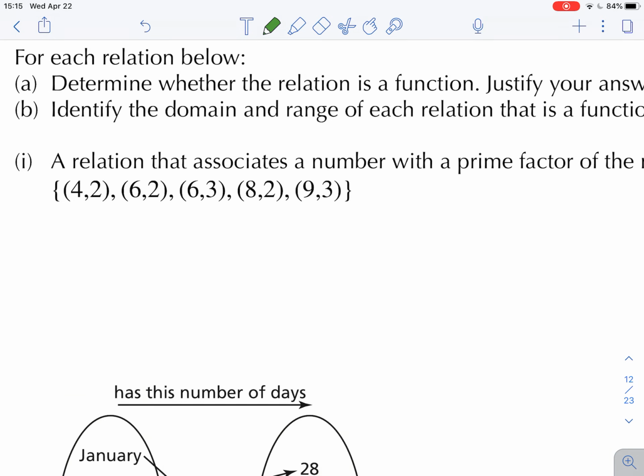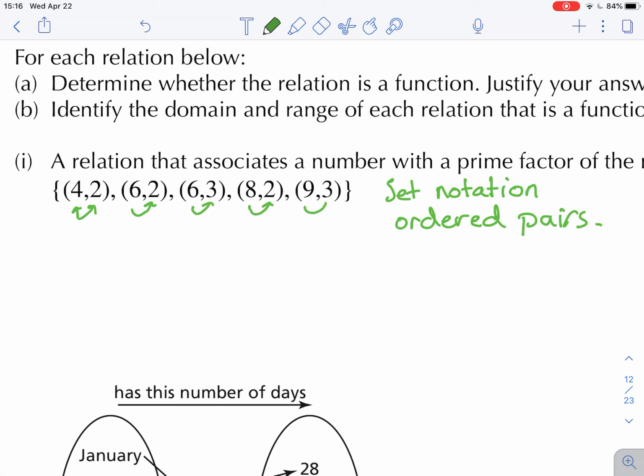Right. Letter I. A relation that associates a number with a prime factor of that number. This relation is in set notation, notation of ordered pairs. We can see that 4 goes to 2. 6 goes to 2, 6 also goes to 3, 8 goes to 2, 9 goes to 3.